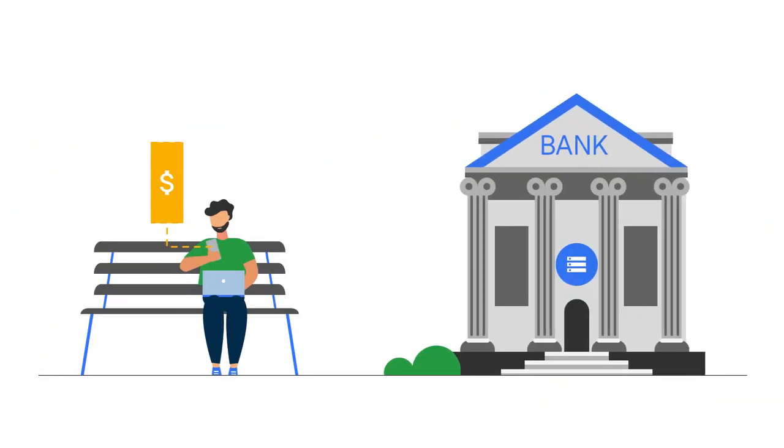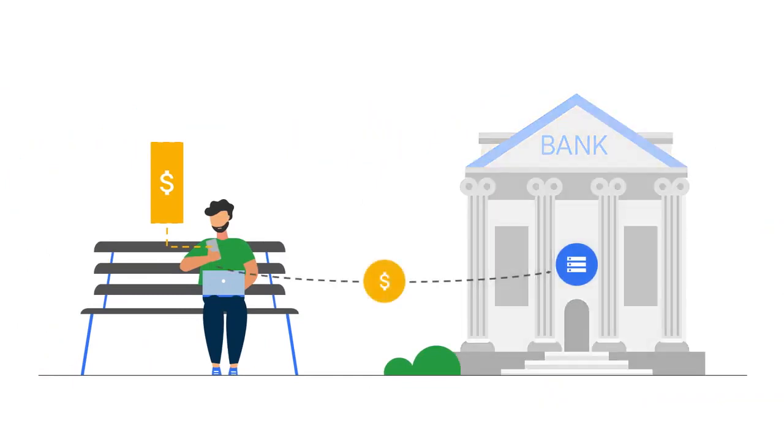Another example is online banking. When someone transfers money from one account to another using their mobile app, that figure is updated in the bank's database in real time, and the user is able to see the most up-to-date account balance.